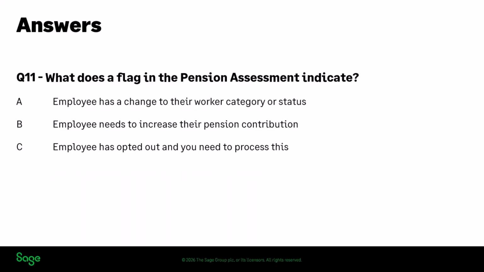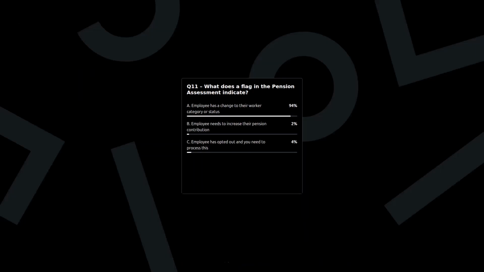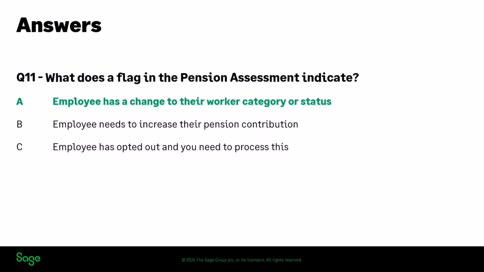Question 11 then was, what does a flag in the pension assessment indicate? So the most popular answer here is that the employee has a change to their worker category or status. And the correct answer was A. There's been a change to the category or status. And remember, you can filter the list in pension assessment using the filters in the top right. So you can straight away highlight employees that had a change since the last assessment.